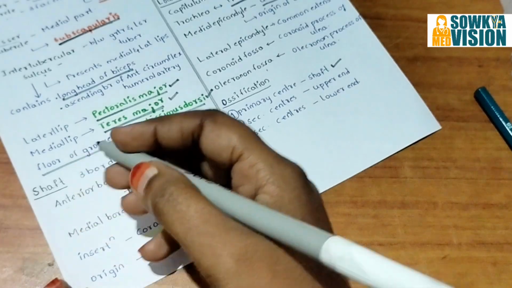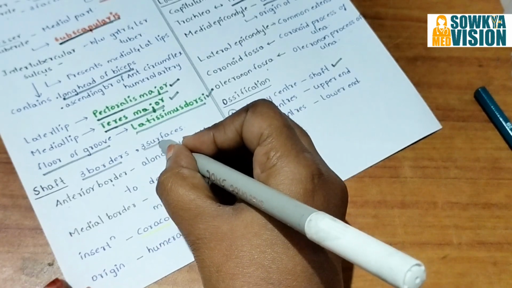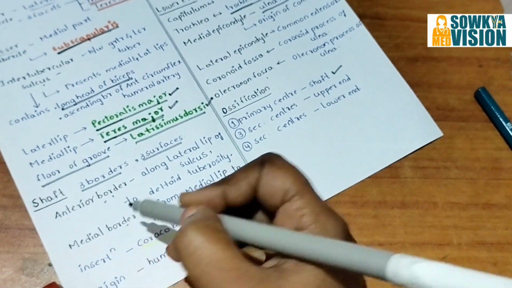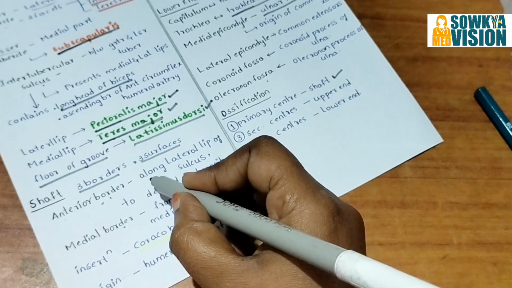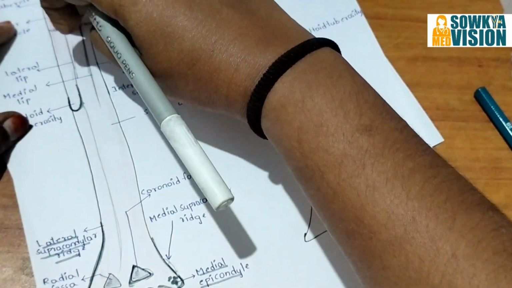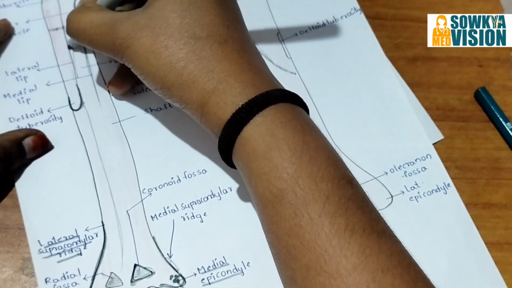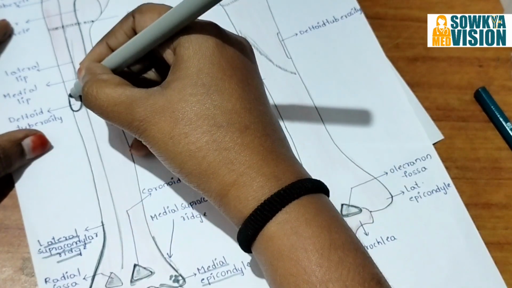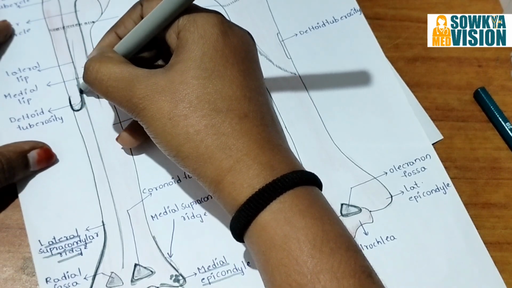Now shaft, the shaft of the long bone containing three borders and three surfaces. Yes, what are the borders? Anterior border, medial border and lateral border. Now see the anterior border. It is along lateral lip of the sulcus. See, this is a lateral lip, and this is a medial lip. The anterior border is along the lateral lip of the sulcus. Yes, which contains deltoid tuberosity. This is the deltoid tuberosity.